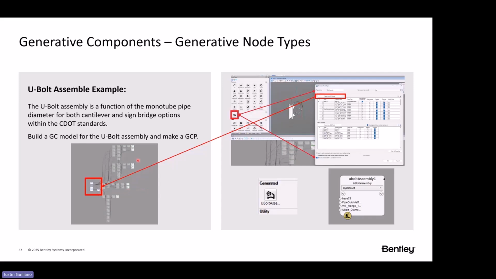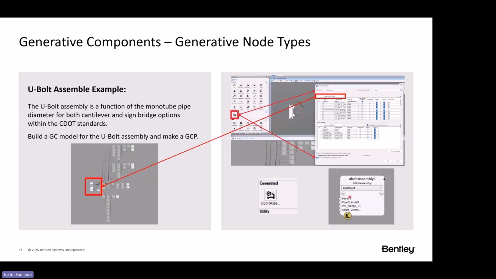So you can use this generative node type tool to essentially pick your inputs, and that'll list all the nodes that are hooked into it. And then from that, you can store it in your GC environment. And what that does is it creates a custom node here on your node panel, which looks like this. I called it U-bolt assembly. And when I select that node and drag it in, this is the result that I get.